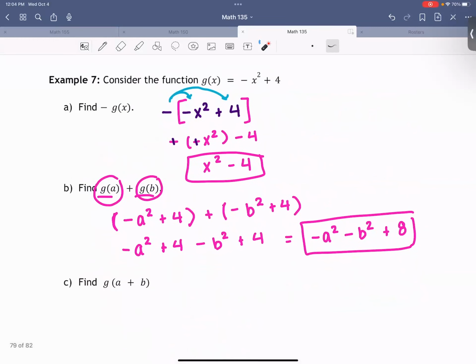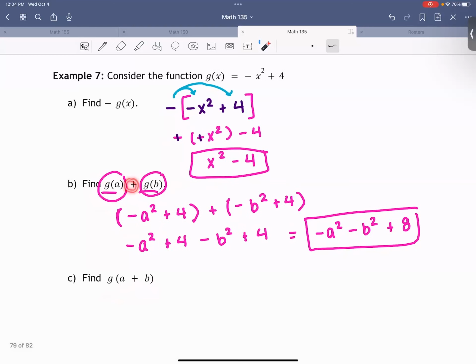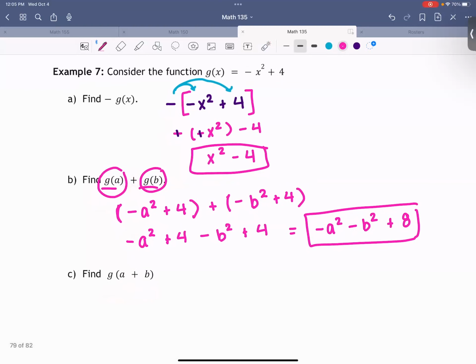The next thing we found was what g of a plus g of b was. And what that told us to do was to first plug in a, then plug in b, and then add together the functions. So that's kind of where we left off. Let's compare what we do here to g of a plus b. Okay, so now the plus sign is inside the parentheses instead of outside the parentheses. Let's see what this is asking us to do.